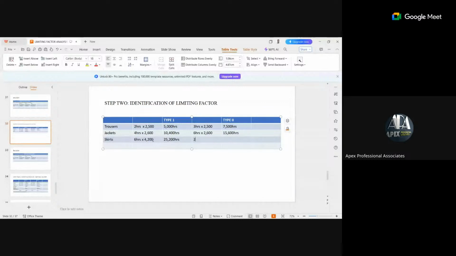Now, on type 2 machine, how many hours are we using? 2 hours. Multiply by 4,200 units. You're going to have 8,400 hours. Now, based on this, the total hours required for type 1 and type 2 is what? For type 2, the total is 31,500 hours.